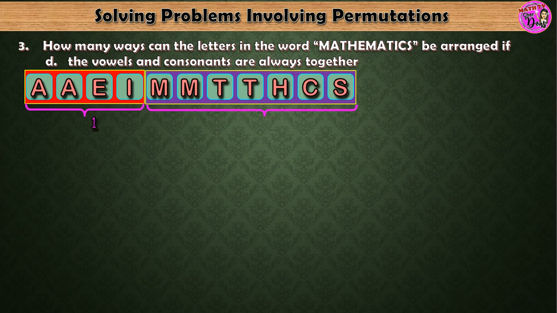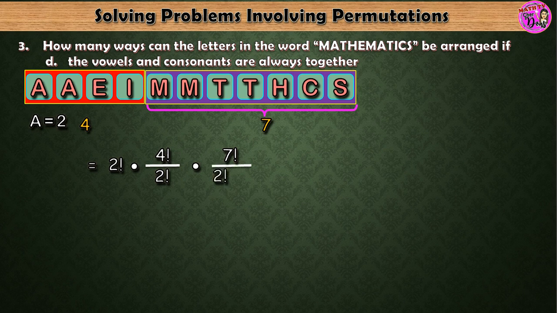1, 2. So we have 2 factorial. Times, we have 4 vowels. So we have 4 factorial over 2 factorial. Because there are 2 A's in the vowel group times 7 factorial. Why? Because we have 7 consonant letters. Divided by 2 factorial times 2 factorial. That's for 2 letter M's and 2 letter T's.